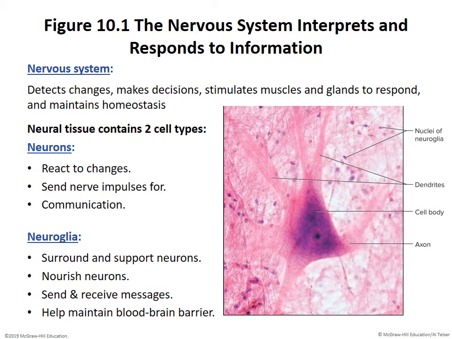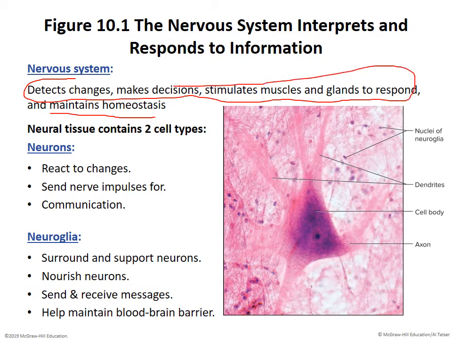So the nervous system, which is just so amazing, is there to monitor your body. It detects changes, makes decisions, and it stimulates muscles and glands to respond. And basically it maintains homeostasis, but all of this is homeostasis, right? All of that is how your body is looking at things, deciding what to do about it, and if anything needs to be done, to do it. It is pretty amazing the way it all works.